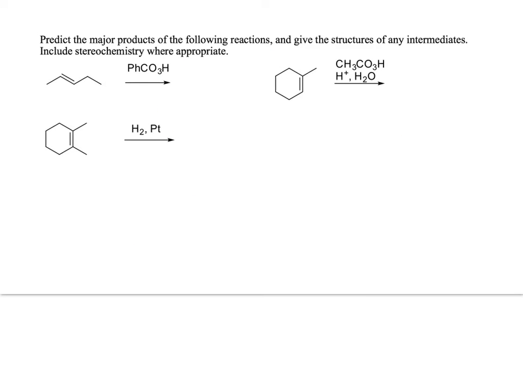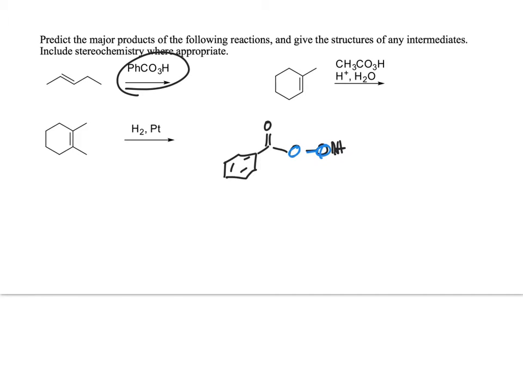Predict the major products of the following reactions and give structures for any intermediates. Okay, this reagent is a peracid. Peracids look like this. Like you all know, hydrogen peroxide has an oxygen-oxygen bond. These bonds are pretty weak. They're easy to break.